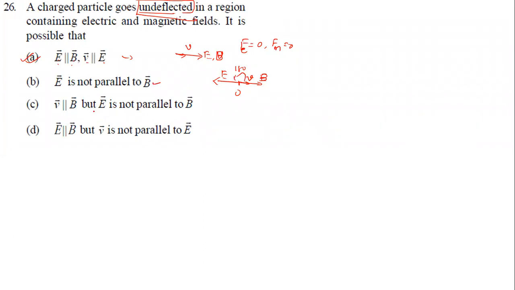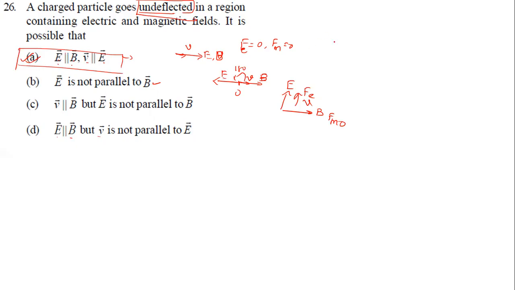V is parallel to B, but E is not parallel to B. So now V and B are in the same direction. Electric field not parallel, let's say like this. So magnetic force becomes what now? Zero. Electric force will start acting in the upward direction now. So it is going to deflect here. Now the last option, if you take E parallel to B, but V not parallel to E, then again the particle is going to deflect. Only the possible case here is the condition where the particle goes undeflected.